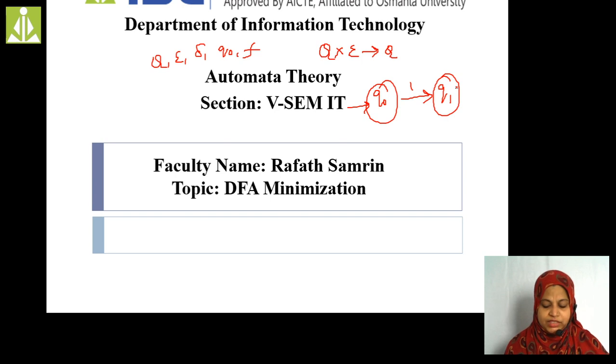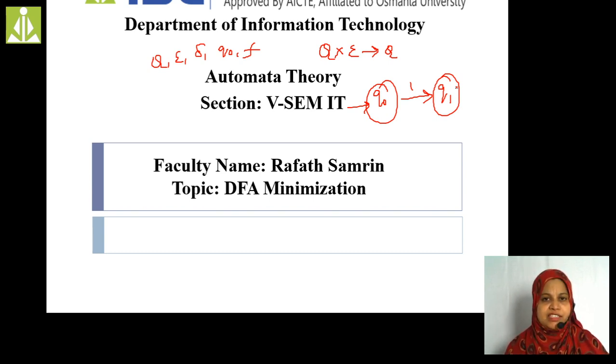Now, DFA minimization means if the DFA consists of 8 to 9 states, by using various theorems we are going to minimize the DFA. We are going to reduce the number of states. Whenever we reduce the number of states, the basic property of the DFA is not going to change, and the transition function is not going to change.